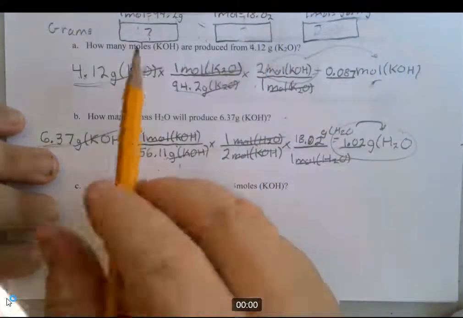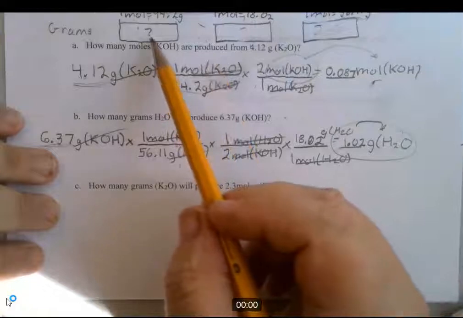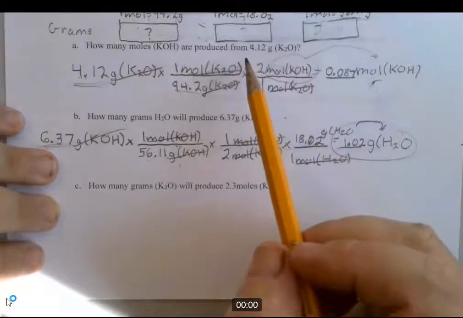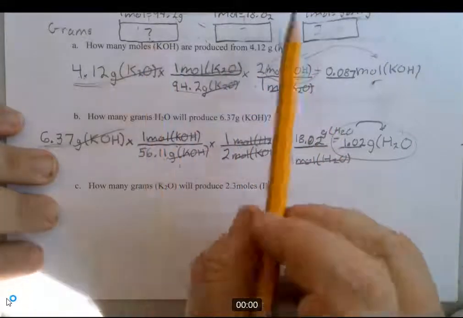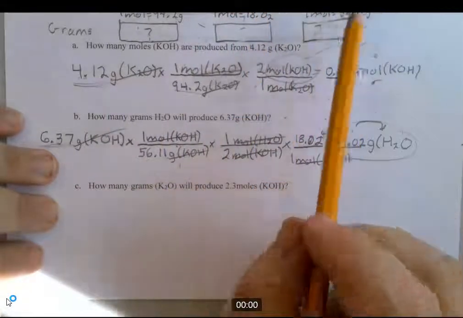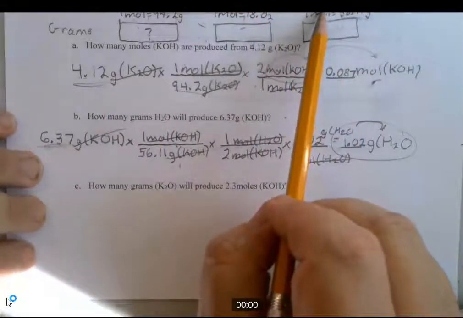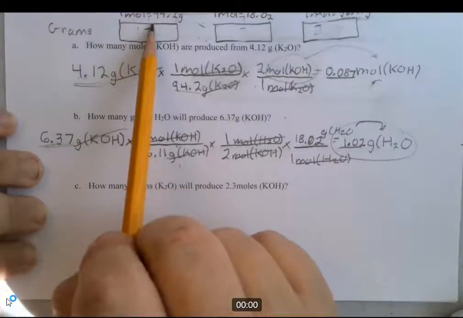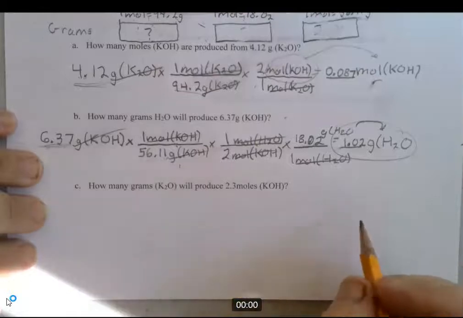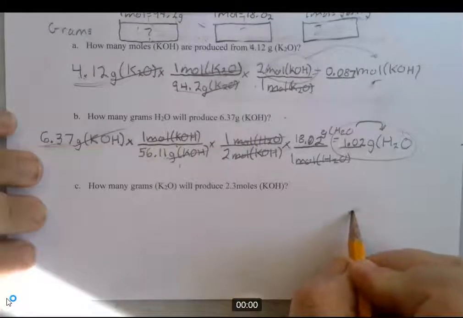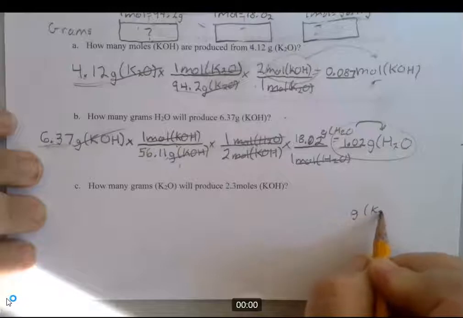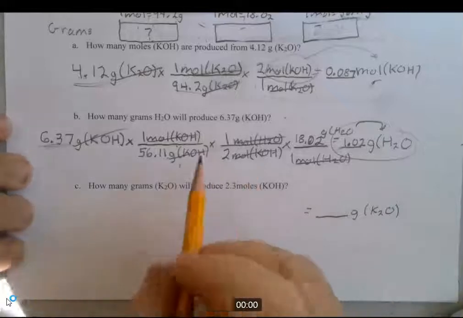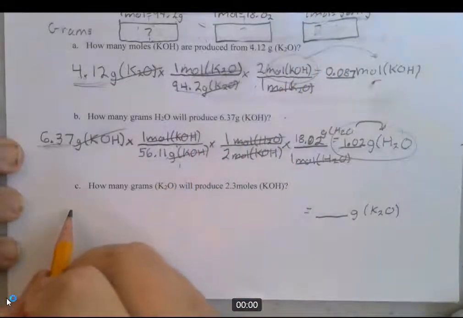Okay, so how many grams? Let's just double check that we did it right. How many grams of K2O will produce 2.3 moles of KOH? Okay, so the chemical equation is flowing to the right, but our math equation starts with what we know. We come across the equation, moles to moles, and then we come out using the molar mass of K2O. All right. So what it's asking for is grams. And what we start with way over here is 2.3 moles.